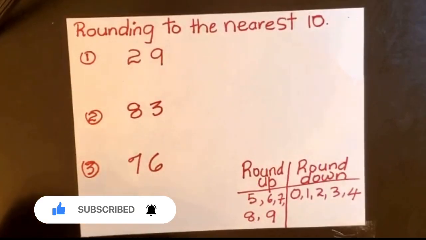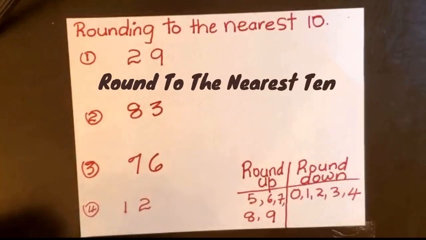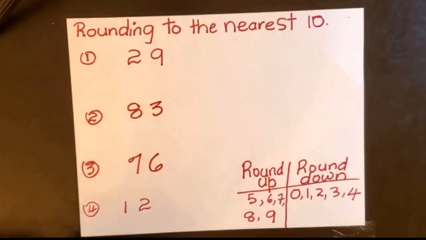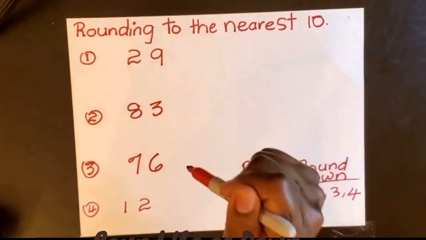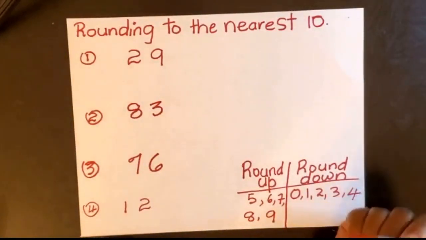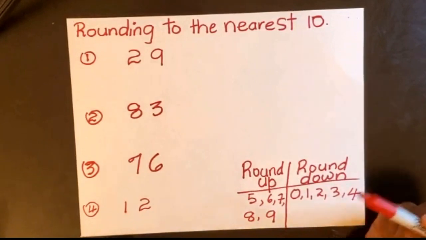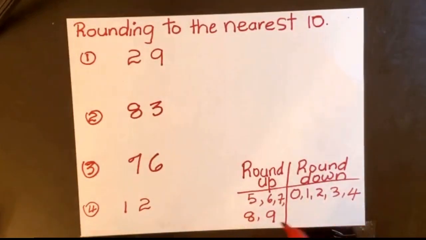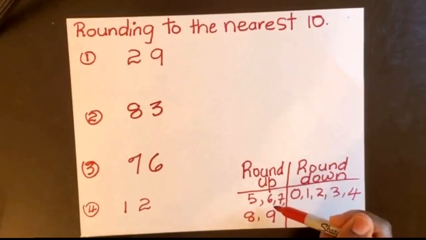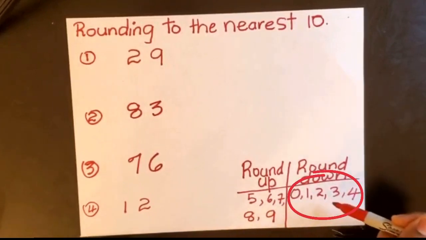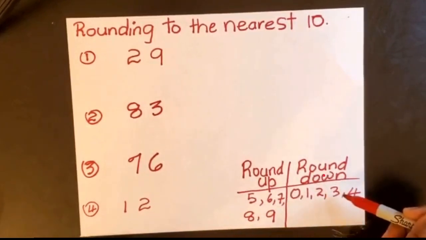Today we are going to round to the nearest 10. When you're rounding numbers to the nearest 10, you're either going to round up or you round down. Now there are some numbers that you have to bear in mind when you're rounding up. When you're rounding up, you look at 5, 6, 7, 8, and 9. 5, 6, 7, 8, and 9 will tell you to round up, while 0, 1, 2, 3, and 4 tell you to round down.